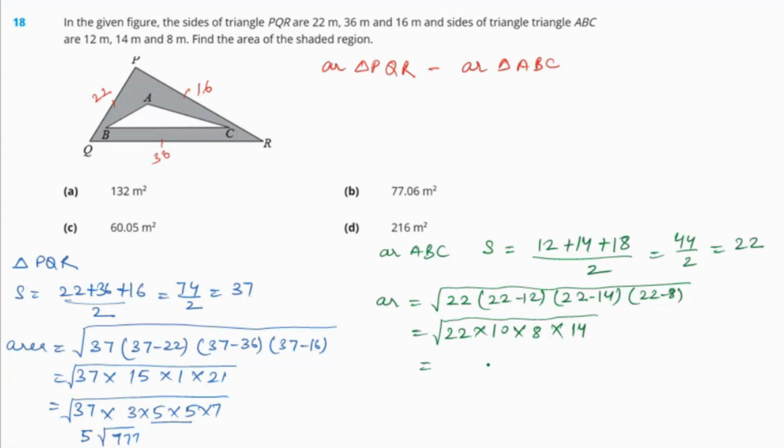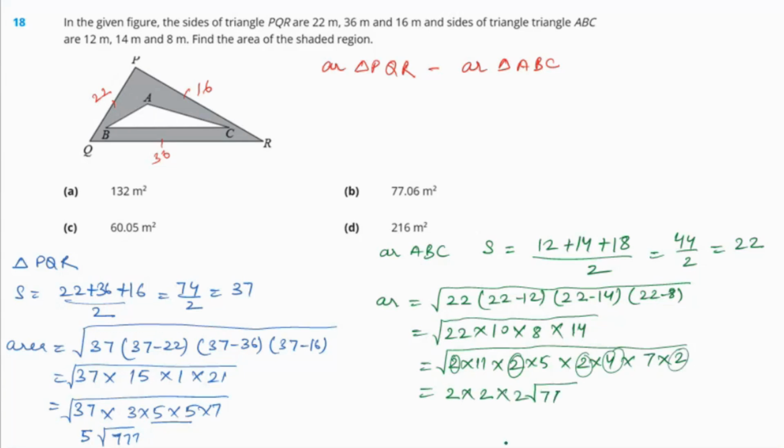Okay, so this 22 we can write as 2 times 11. 10 we can write as 2 times 5. 8 we can write as 2 times 4. 14 we can write as 7 times 2. So this 2 makes one pair can come out. This 4 can come out as 2. This 2 and this 2 is having one pair. It can come out as 2. We do have root 77. So 2, 2, 8, 8 root 77.